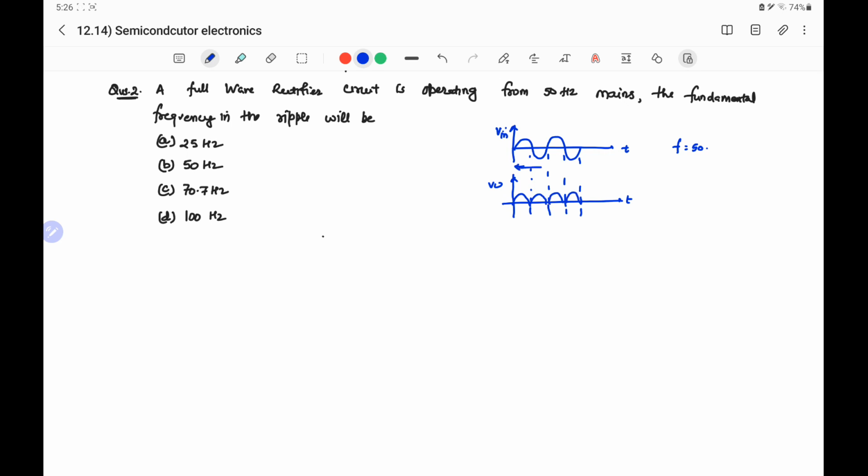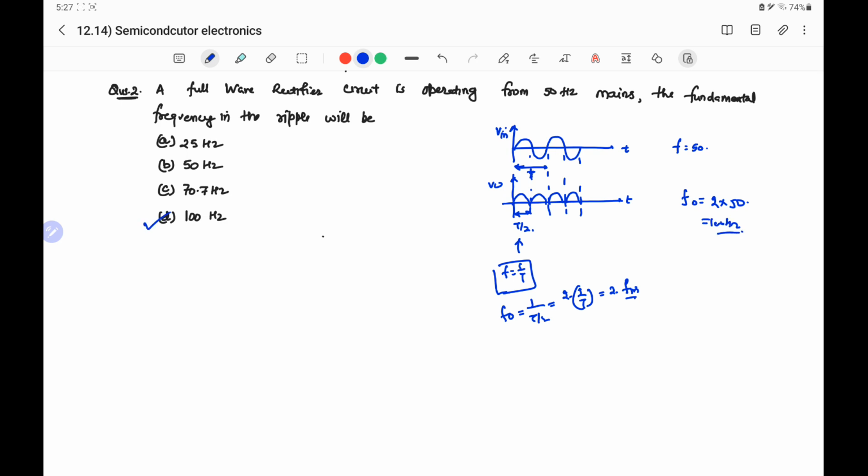Here the time period is T in the input voltage, while the time period of the output voltage is T by 2. Therefore, the frequency is double that of the input voltage, because frequency is 1 by time period. So the frequency of output voltage will be 1 by T by 2, which is equal to 2 into 1 by T, and 1 by T is the frequency of the input voltage, so it is F in. Hence, the frequency of output voltage will be twice that of the input voltage, that is 50, so it is 100 Hz. So option D is the correct option.